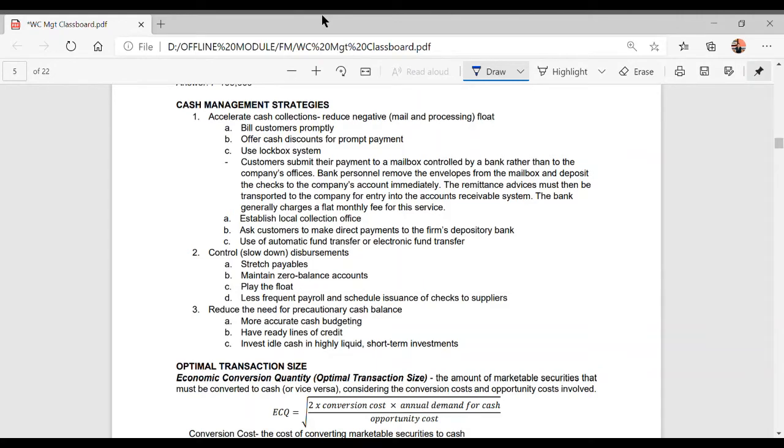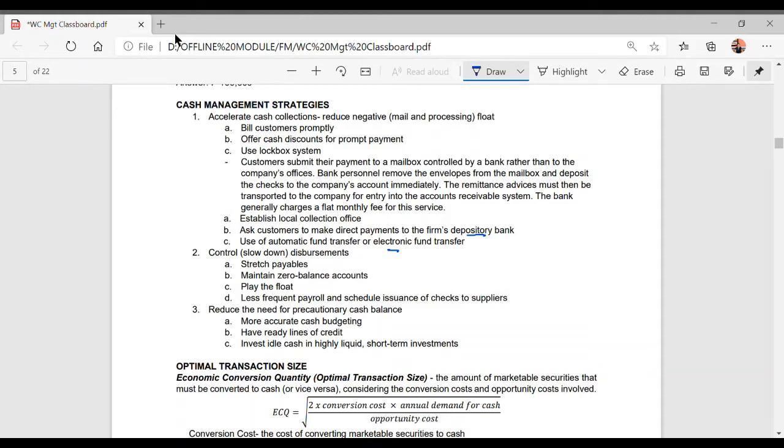Ask customers to make direct payments to the firm's depository bank. So, pwede ra pod nga, you may tell your customers na pwedeng i-deposit largo para muritso na sa imong bank account. And you can also make use of the automatic fund transfer or electronic fund transfers. Then, second one is you control or slow down the disbursement by stretching the payables or maintaining zero balance accounts, playing the float, or less frequent payroll and schedule issuances of checks to suppliers.